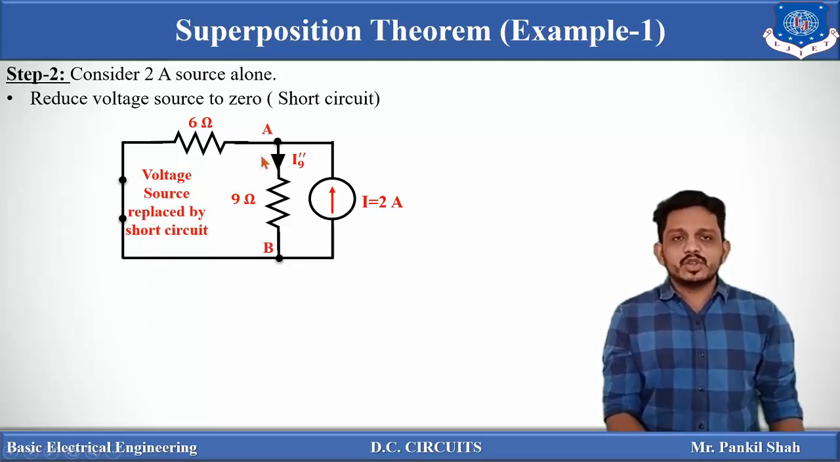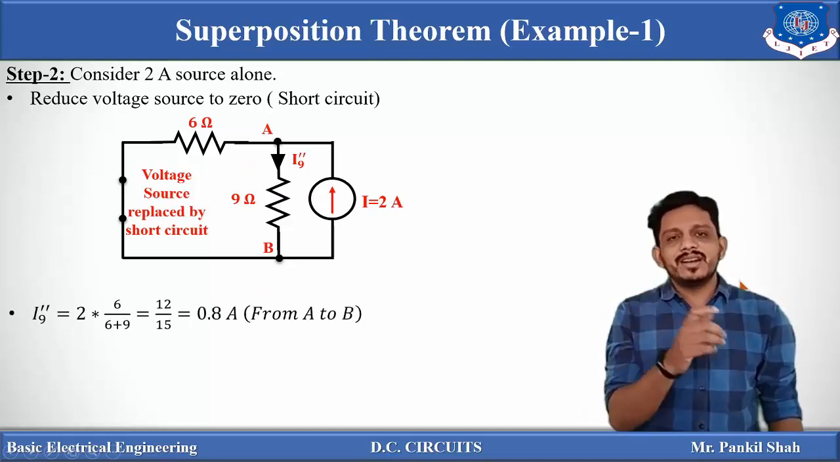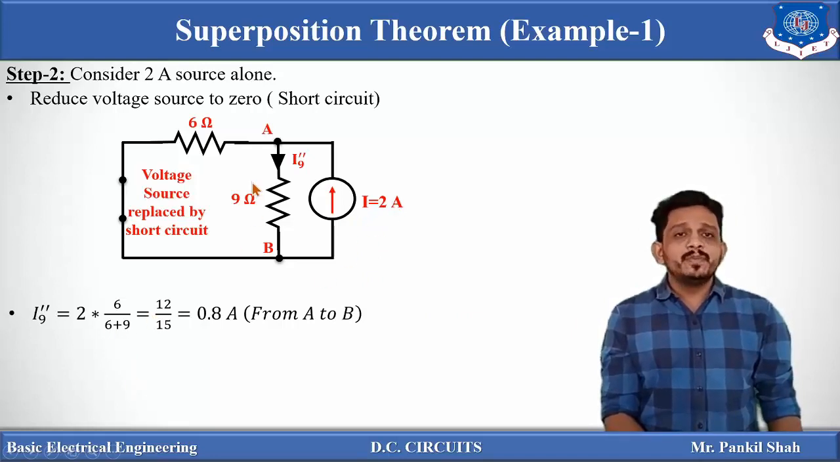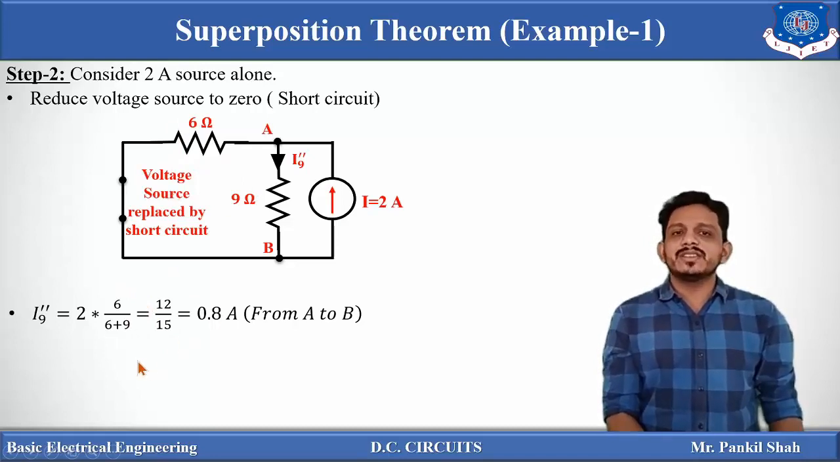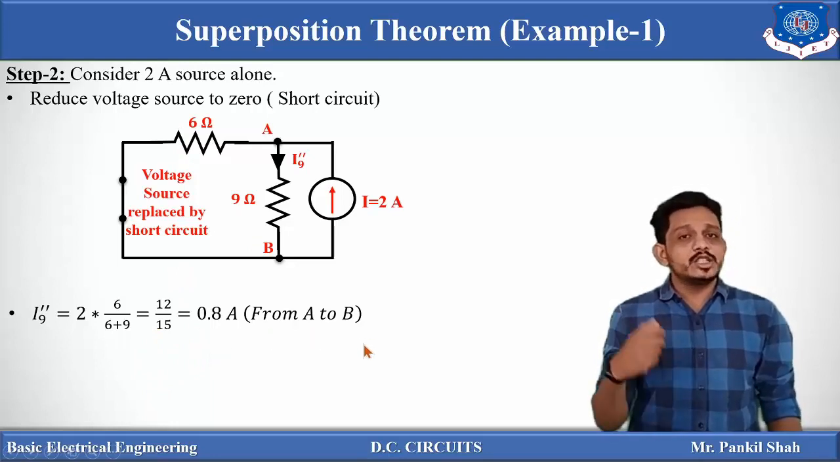Now our aim is to find the current flowing through this 9 ohm branch. Now this current I is flowing in this direction, so this current will be distributed into two parts, that is 6 ohm and 9 ohm, and this current will flow in the same direction, A to B, and let's say that this is I9 double dash. So to find the current flowing through this 9 ohm branch, you have to use the current divider rule. The current divider rule states that first of all put the total current, that is 2, into the opposite resistance, that is 6, upon total resistance, that is 6 plus 9. So it will be 12 upon 15. So it will give you 0.8 ampere, and this is from A to B again.